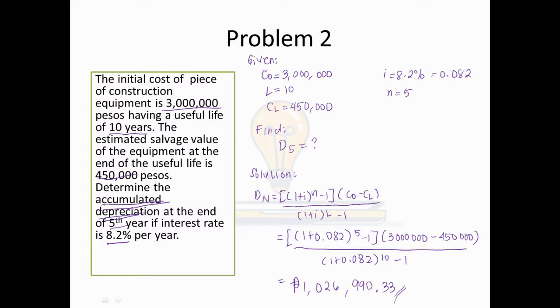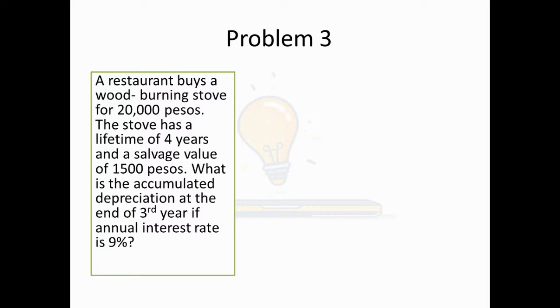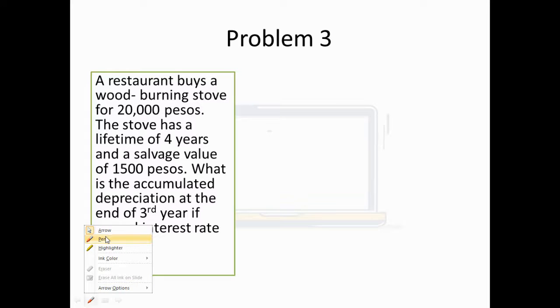Okay, so we'll proceed with the next problem. Problem number 3. A restaurant buys a wood-burning stove for 20,000 pesos. The stove has a lifetime of 4 years and a salvage value of 1,500 pesos. What is the accumulated depreciation at the end of third year if the annual interest rate is 9%?